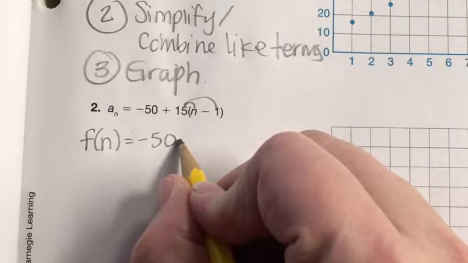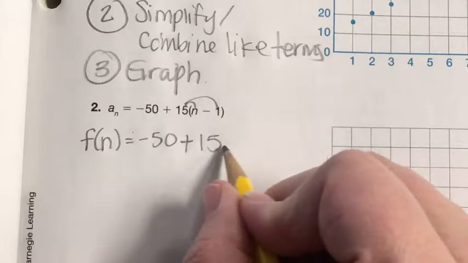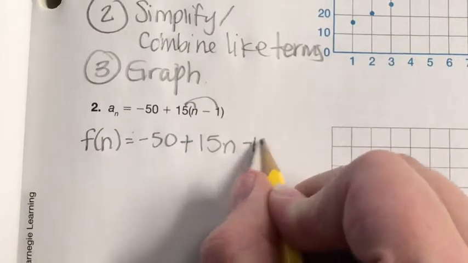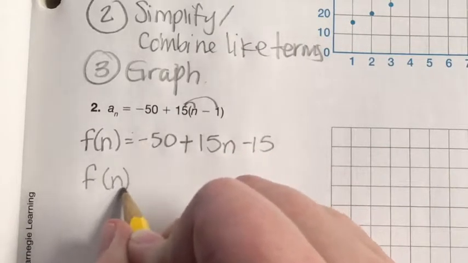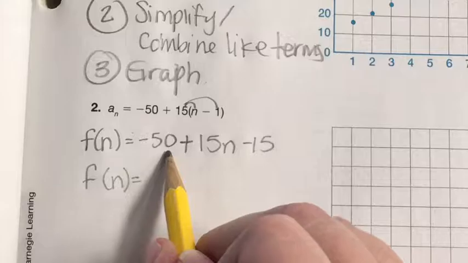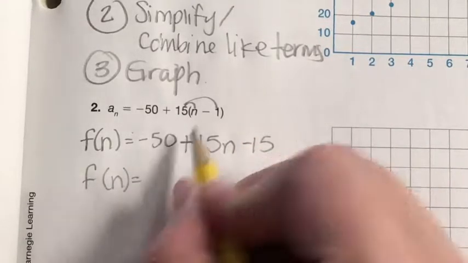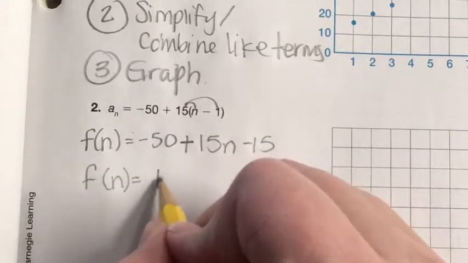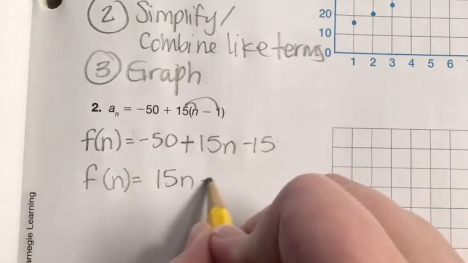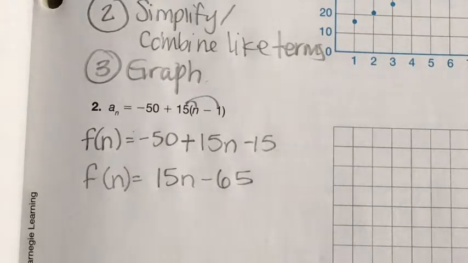What is 15 times n? 15n. And then 15 times negative 1? Negative 15. And then final answer for this, f of n is equal to what? Negative 65. Yeah, negative 65. But then we want it in the mx plus b form, because our goal is to put it in mx plus b form. So it's going to be 15n minus 65. And then you can graph from there.